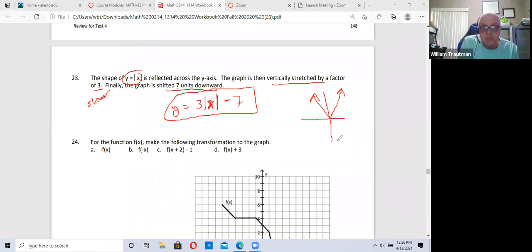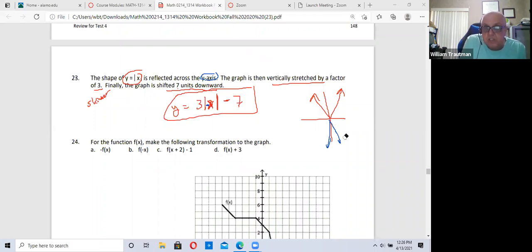Did we say vertically stretched by a factor? Oh, reflected across the y-axis. When it's reflected across the y-axis, I missed that. There's a negative on the inside. So this is what the equation would look like. And reflected across the y-axis, it doesn't change anything because it's in the same spot. When you flip them, they're still in the same spot.